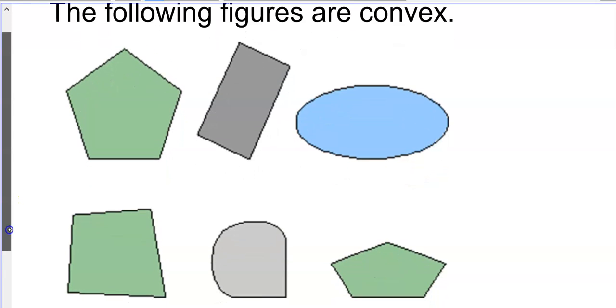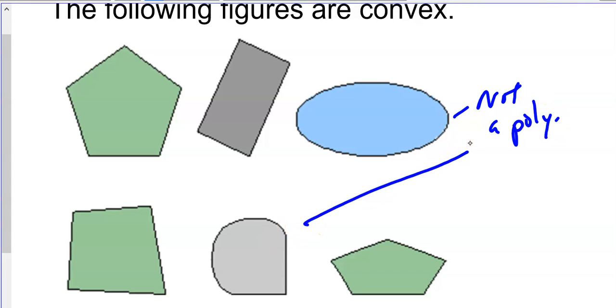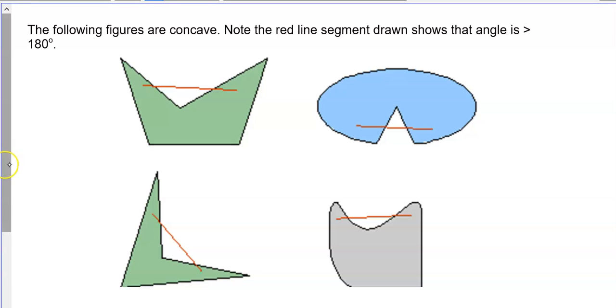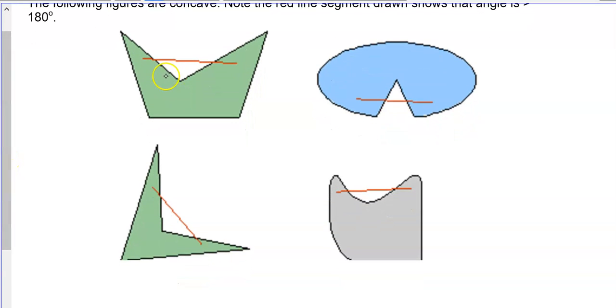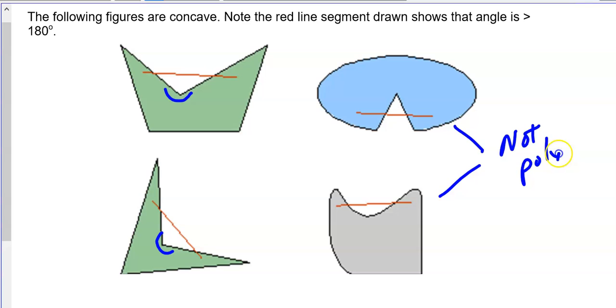All right, so these figures are convex, but realize not all of them are polygons. Not a polygon, and not a polygon. But they are all convex. These figures are concave, so again, you have that one angle that is larger than 180 degrees, and again, they're not all polygons. Not polygons, but they are concave.